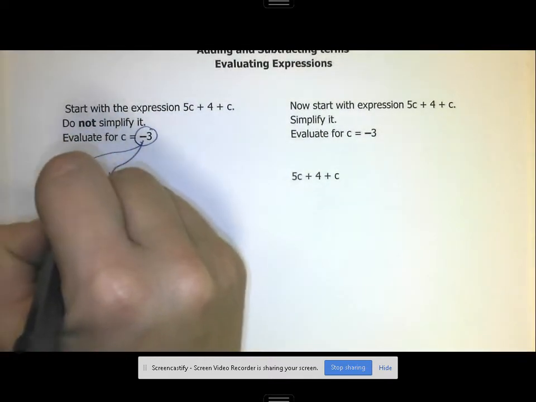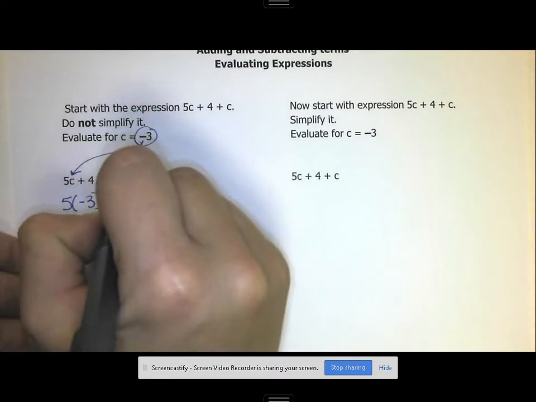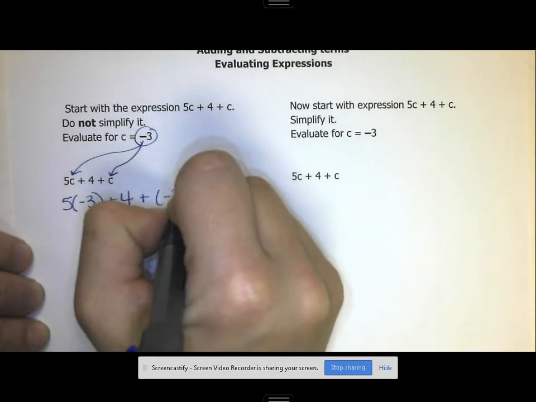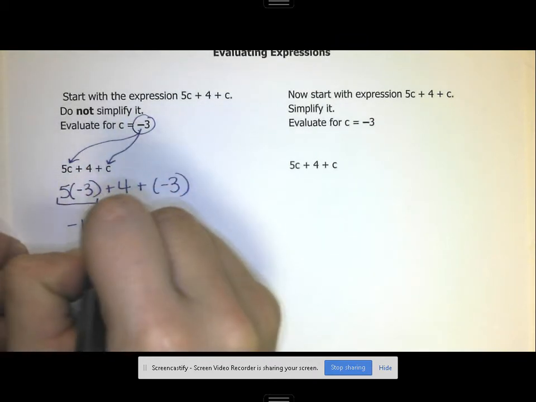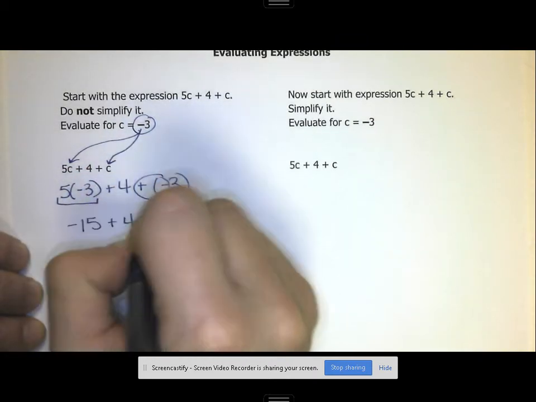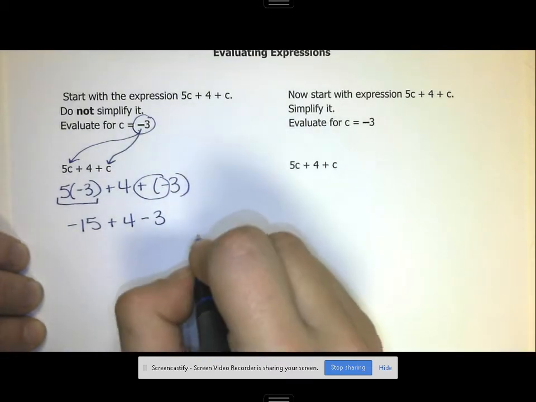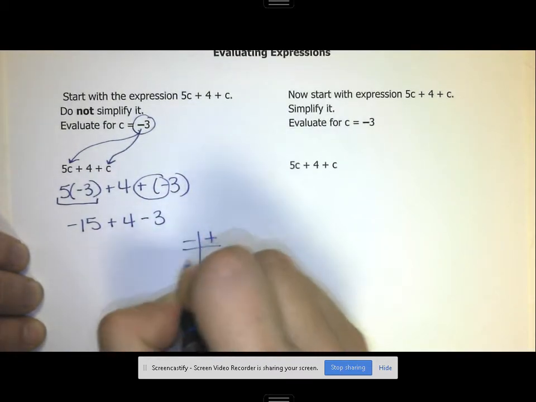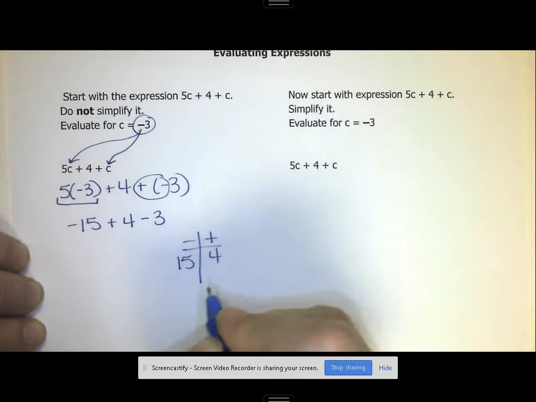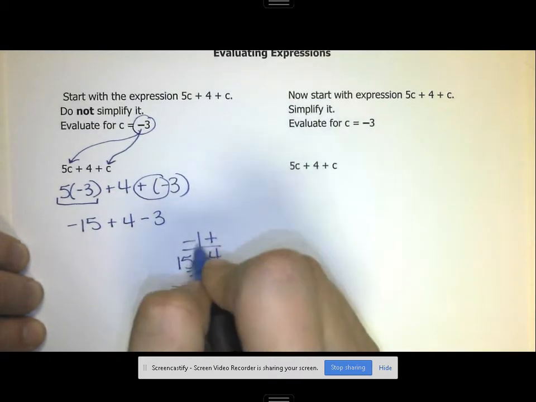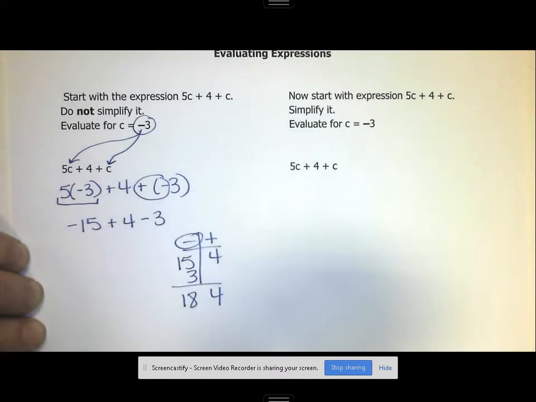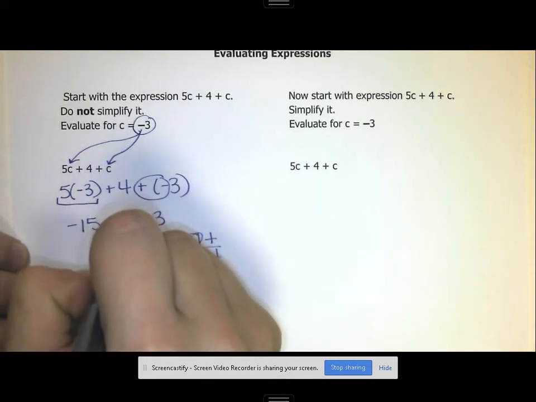So I'm going to write down 5 times negative 3 plus 4 plus negative 3. And then I'm going to simplify it until I get an answer. So I have negative 15 plus 4 minus 3. Then I could kind of make a scoreboard, and I have negative 15, positive 4, negative 3, and I have, let's see, negatives win by 14, so negative 14 is my answer.